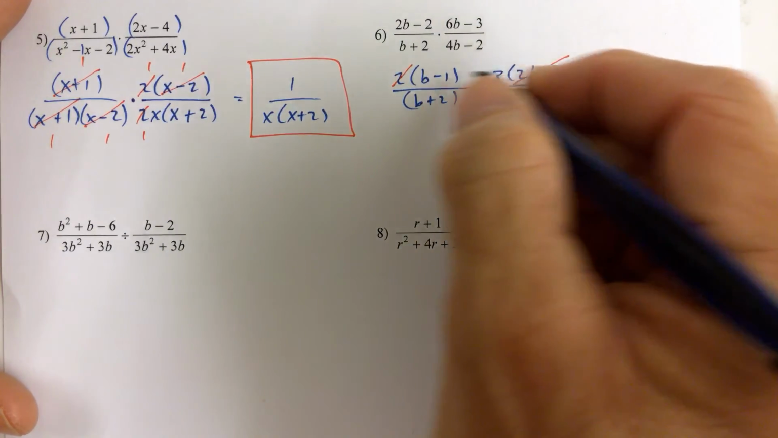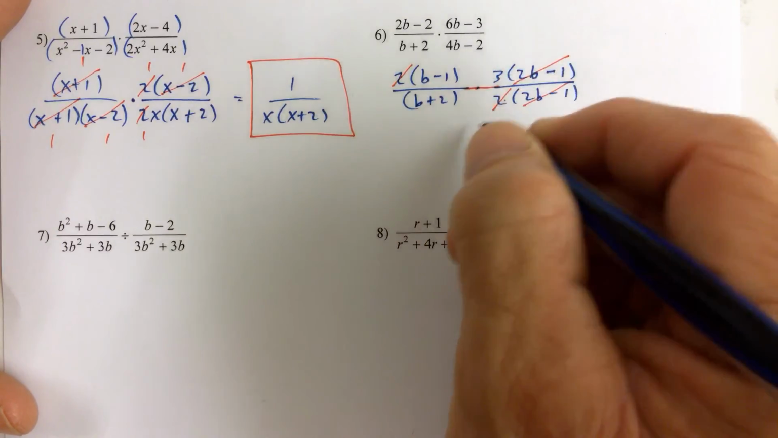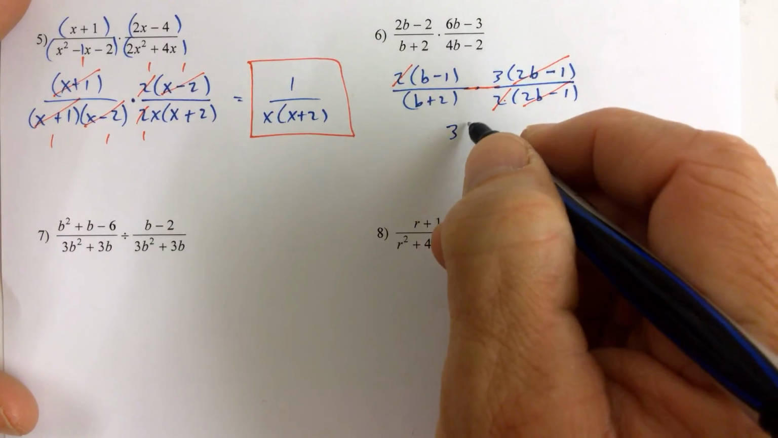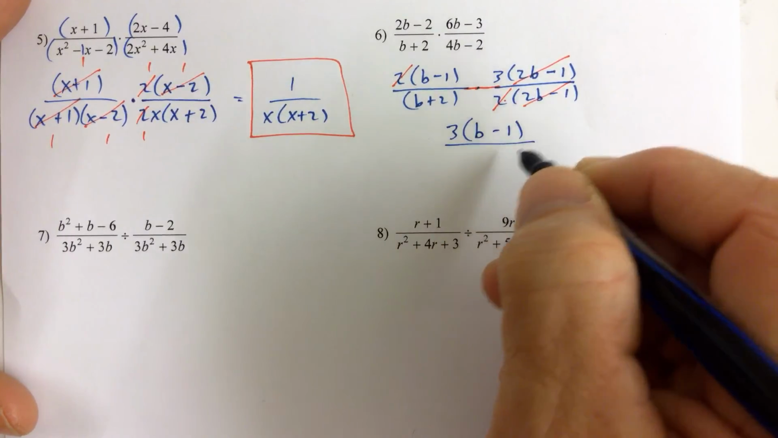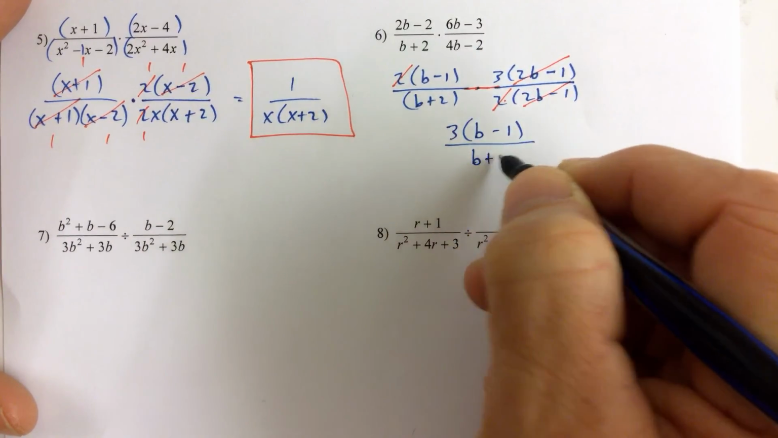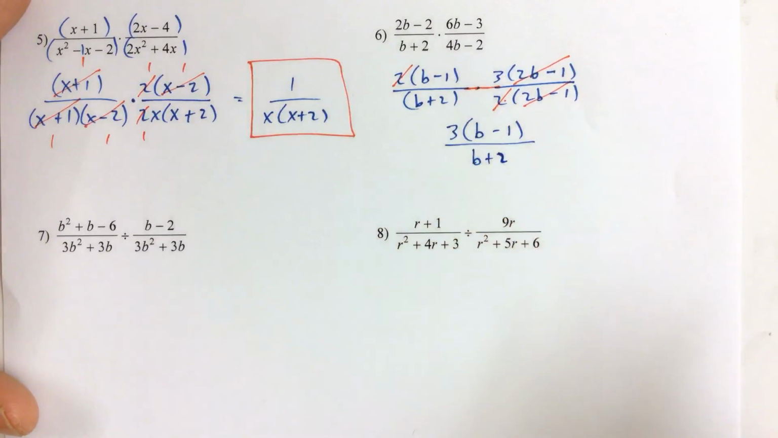So we're left with this b minus 1 times 3. We like to write the real numbers first, and so we're going to write it as 3 times b minus 1. That's all over the b plus 2, which doesn't need a set of parentheses.